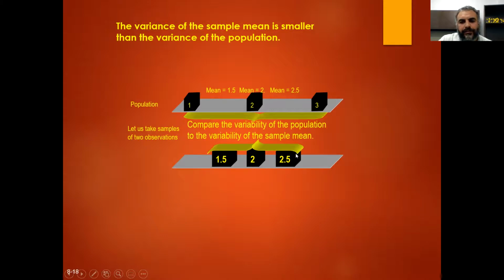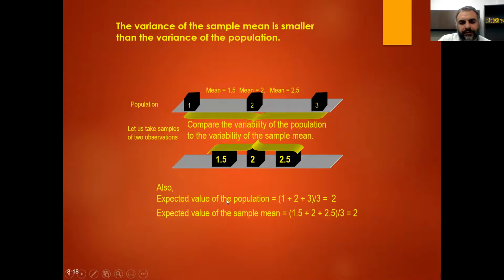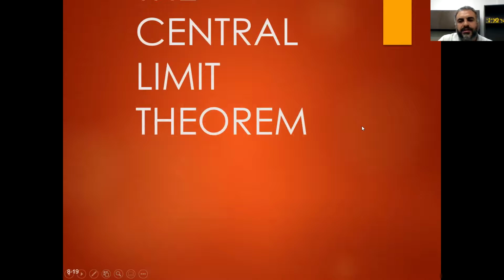Okay, so if you compare the average of the averages and the original population average or mean, it will be the same. Previously, between 1 and 2, we had 1.5, then 2, then 2.5. So the expected value, or the mean, for the original population would be 2. How about the average of the averages? The expected value of the sample means will also be 2. So this is a process called the central limit theorem.